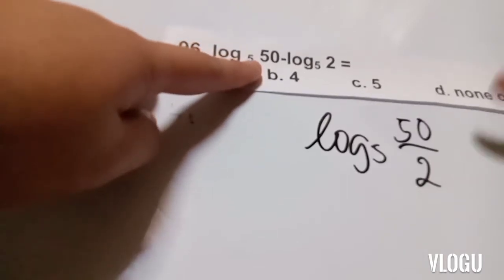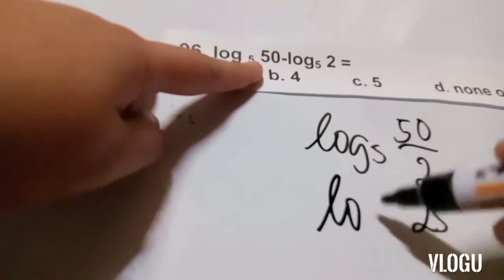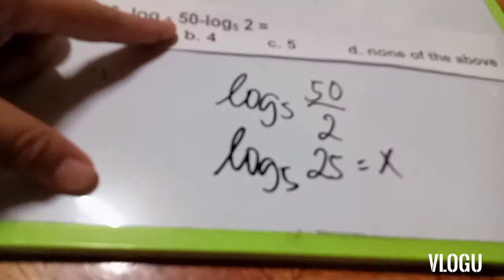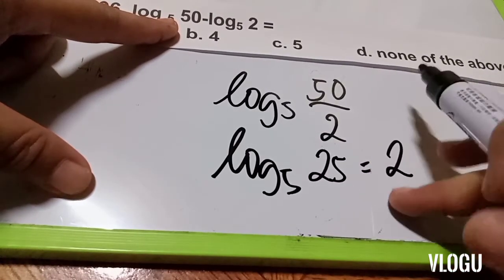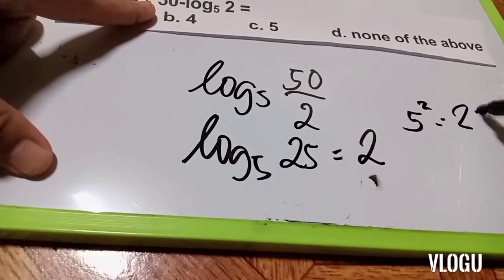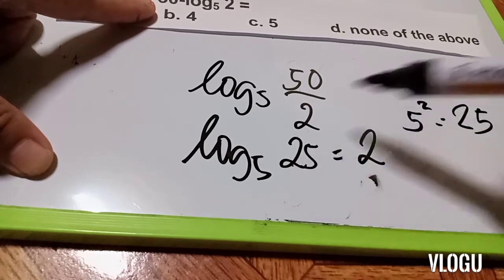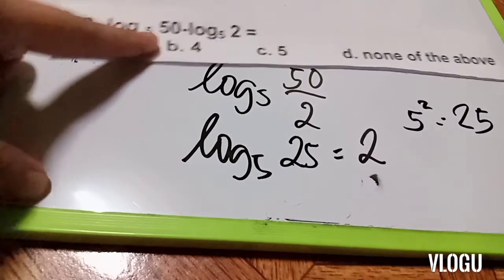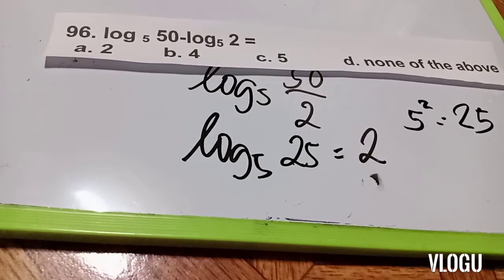So let's proceed. 50 divided by 2 is 25, and we have log base 5 of 25 equals x. So the answer is 2. Why? Because if we change this to exponential form, 25 will replace it here, the 5 will be the base, and our exponent is x. So the answer is 2.